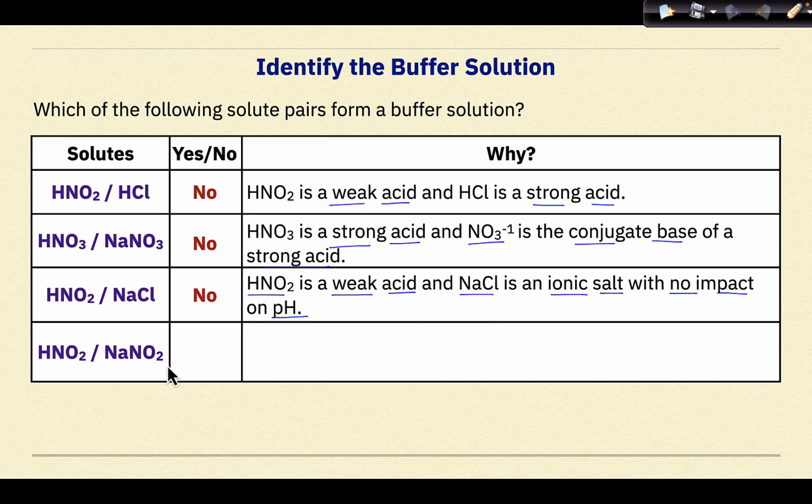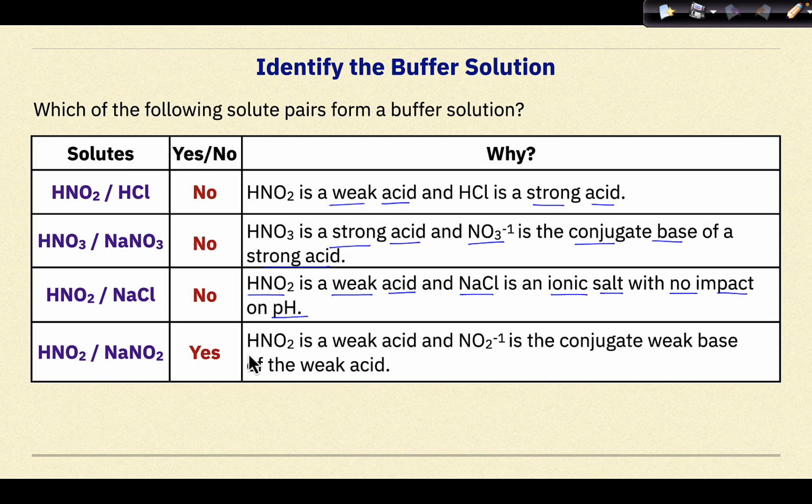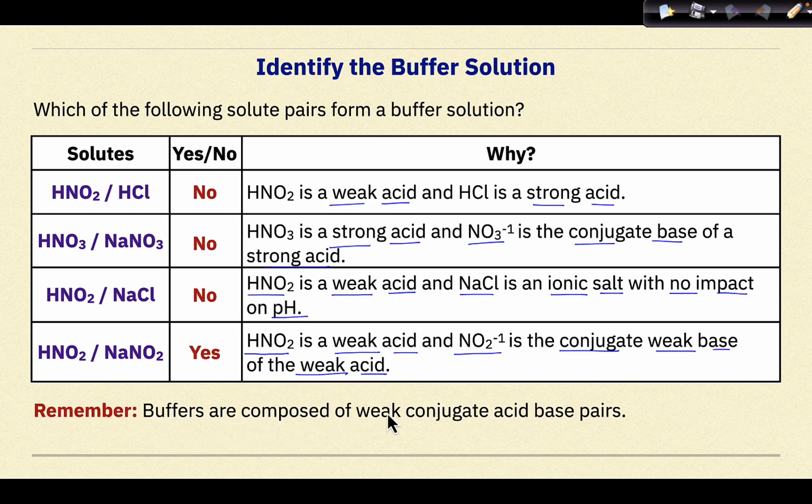HNO2 and NaNO2. At this point you're probably thinking, yes, this is a buffer solution, and you would be correct. And the reason why it is a buffer solution is because HNO2 is a weak acid and NO2-1 is the conjugate weak base of the weak acid. So remember, buffers are composed of weak conjugate acid-base pairs. That's how you're going to recognize a buffer solution.